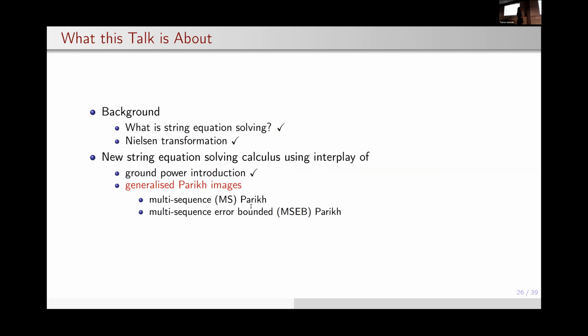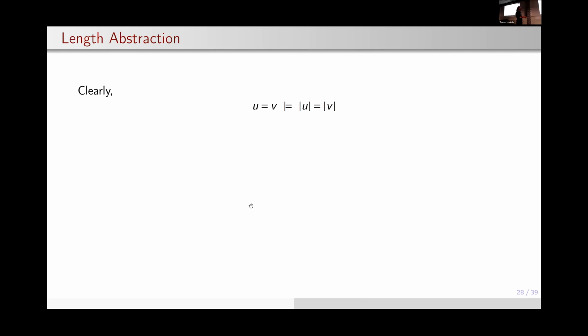So now, in the remaining 7 minutes, I will briefly discuss Parikh images, which are pretty cool tricks to find out that certain equations are unsatisfiable, where Nielsen wouldn't help you at all. For that, also a brief introduction to what is Parikh image reasoning, what is length abstraction.